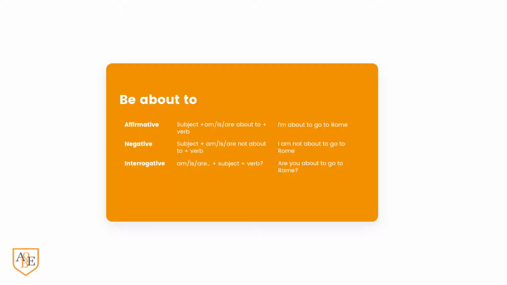Okay, so really simple. But what's more interesting is the actual use of it and how we use it. It's for talking really about quite immediate future, something that you're on the verge of doing. So let's look at the use. We use be about to talk about something likely to happen in the immediate future.